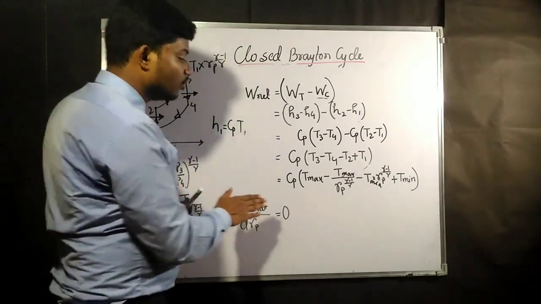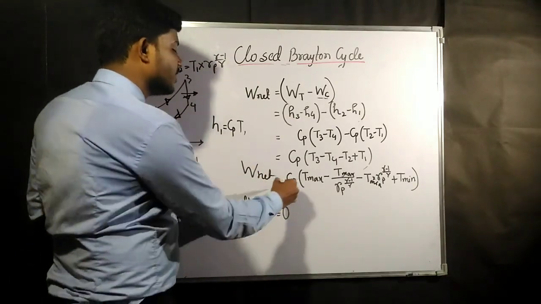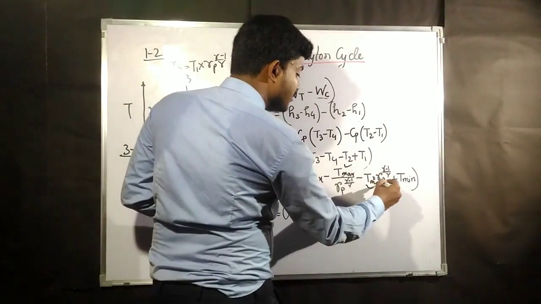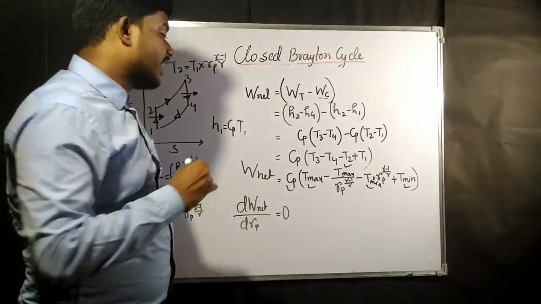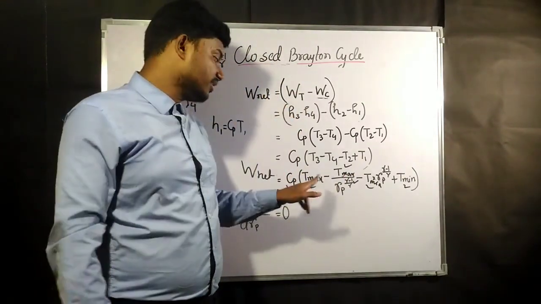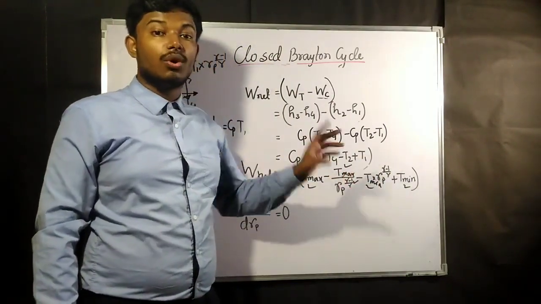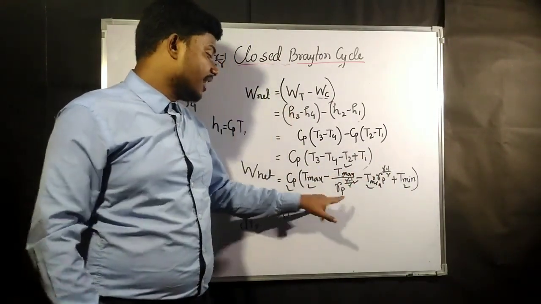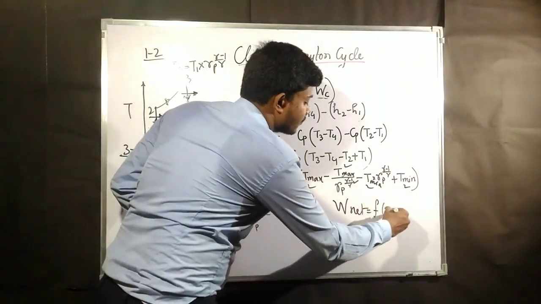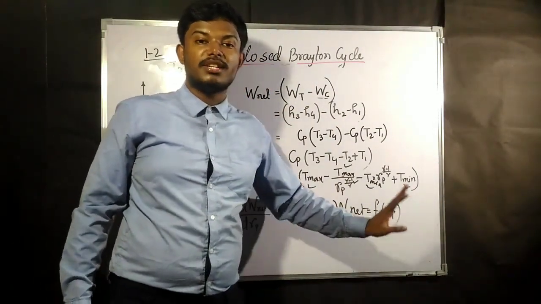So in this whole equation, this is the expression of W net. From that, Cp is going to be constant, T max is constant, T min is constant, and gamma is also going to be constant. That means for a given system and working fluid, we already know the Cp, the T max, T min, gamma. All these things we know. The only thing that is unknown is Rp. That means W net is a function of Rp. That means W net is a function of pressure ratio.